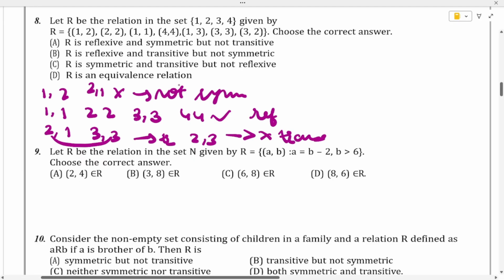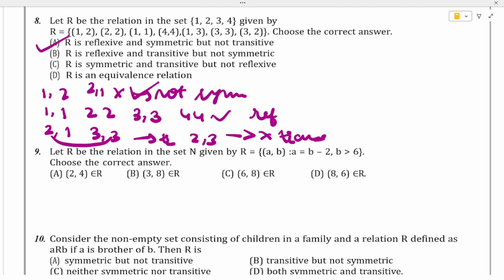You should search for the option that it is not symmetric, not transitive, but reflexive. It is reflexive, it is reflexive and symmetric. No, sorry. Yeah, it is symmetric. Answer is option A.